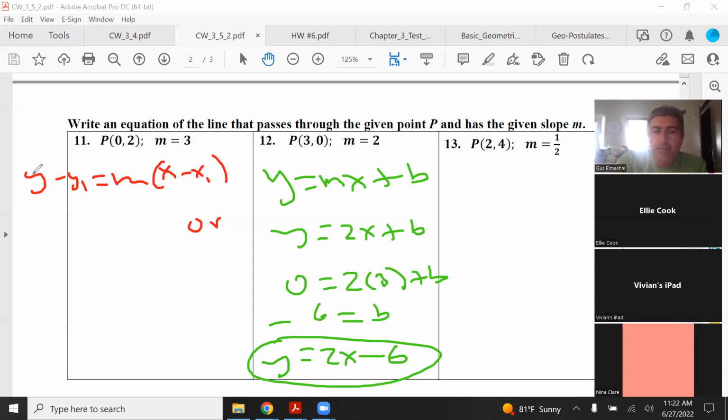But point slope form tends to be the more preferred technique because it's just easier to work with. You don't have to do as much work, and you're much less likely to make an error. But I could have done this. I could have done y minus 0 equals 3 times.